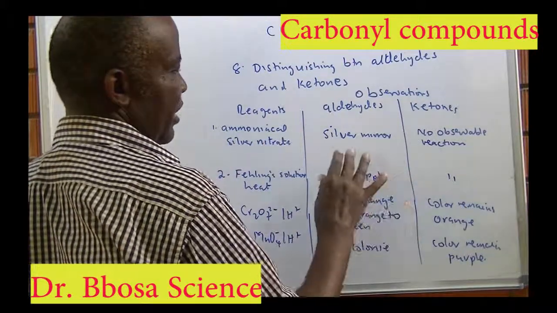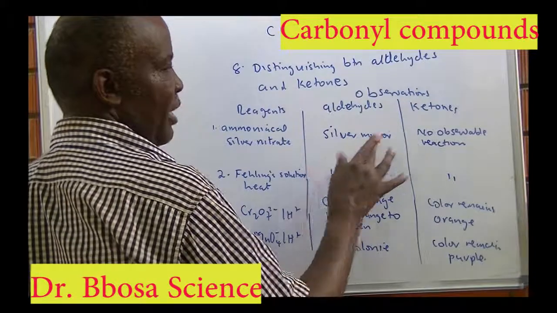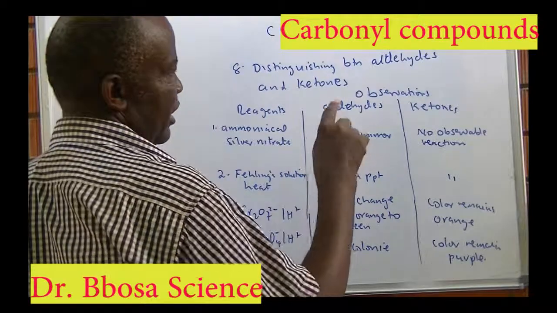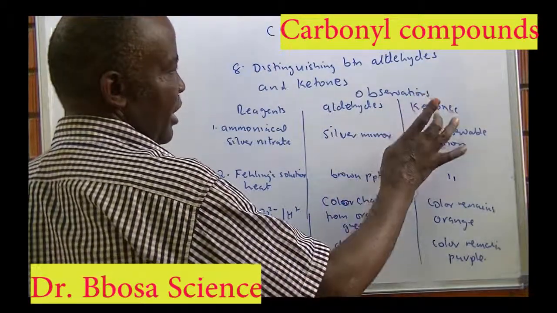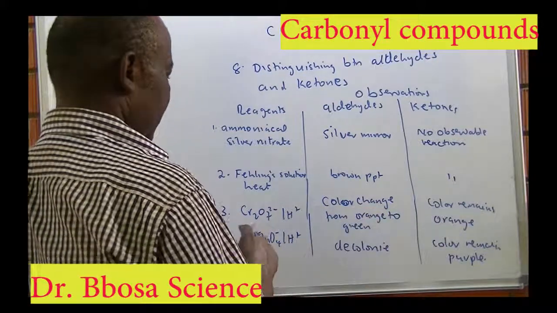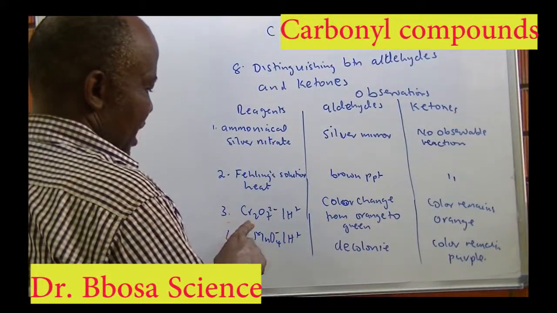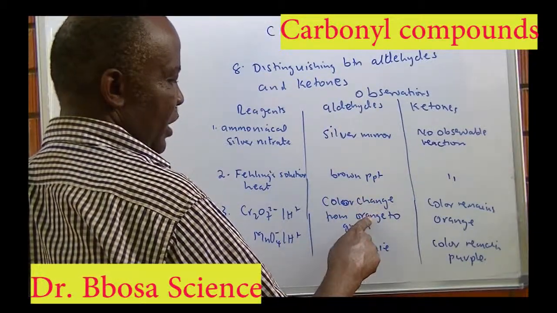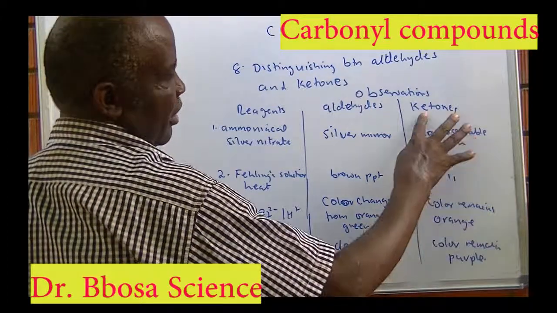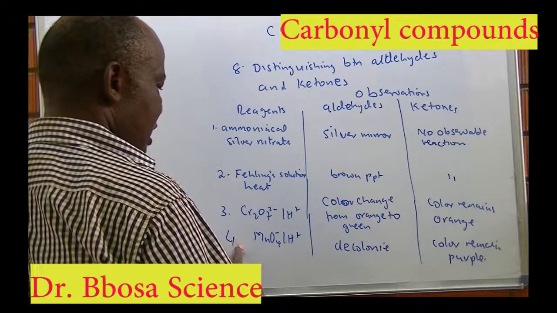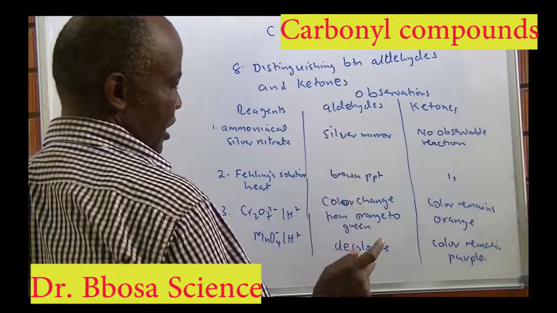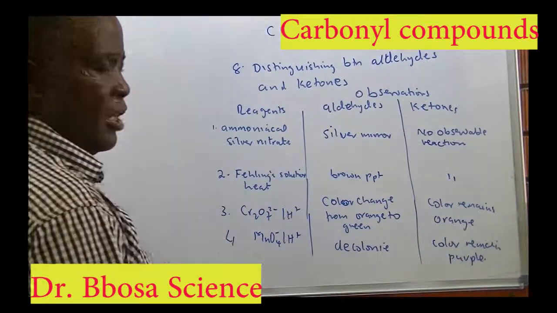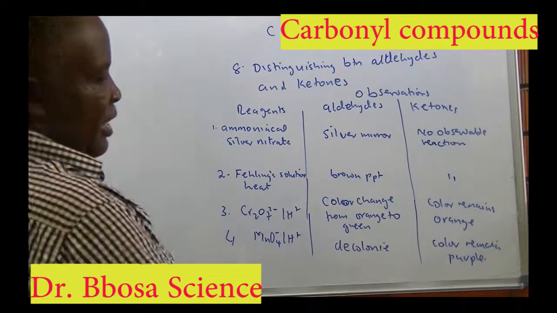Ammoniacal silver nitrate: aldehyde gives you a silver mirror, ketone gives you no observable change. With Fehling's solution and heat, aldehyde gives a brown precipitate, ketone no observable change. With acidified potassium dichromate, aldehydes change color from orange to green. Ketone, no observable change. Acidified potassium permanganate, aldehyde decolorizes the purple color. Ketone, no observable change, the color remains purple.